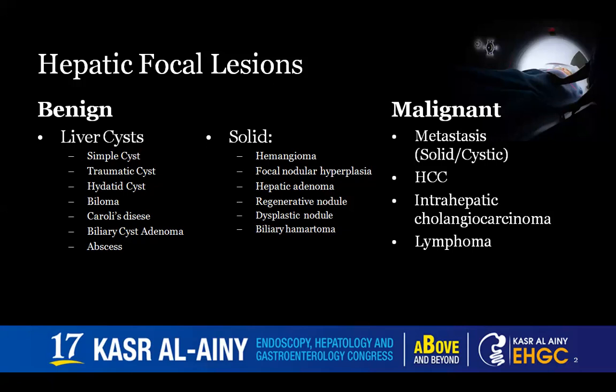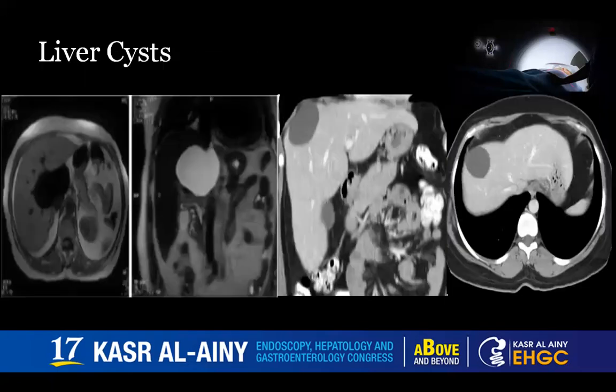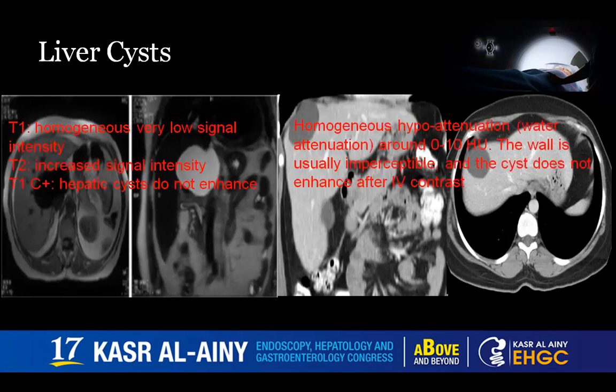Malignant lesions include metastasis, solid or cystic metastasis, hepatocellular carcinoma, intrahepatic cholangiocarcinoma, and lymphoma. Liver cysts appear as well-defined lesions of low signal in T1 weighted images and bright signal in T2 weighted images. In CT, they appear as low attenuation lesions with Hounsfield units from 0 to 10. They don't enhance in post-contrast study.